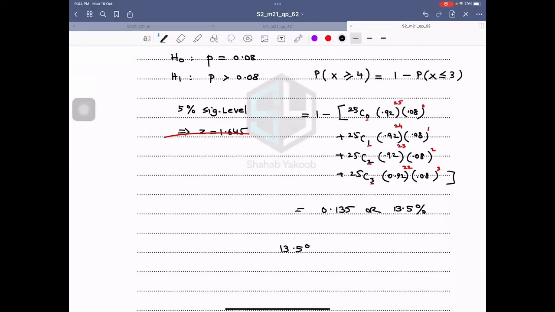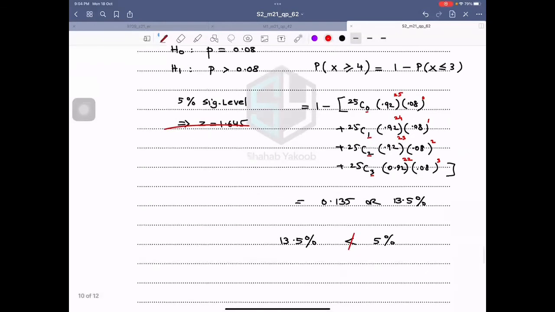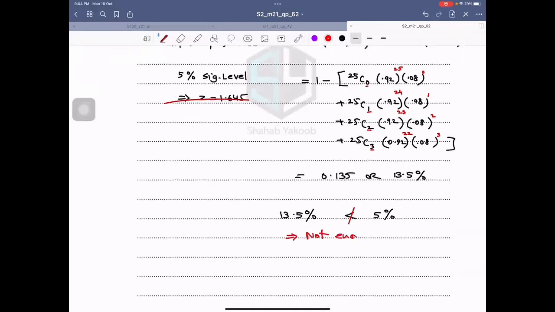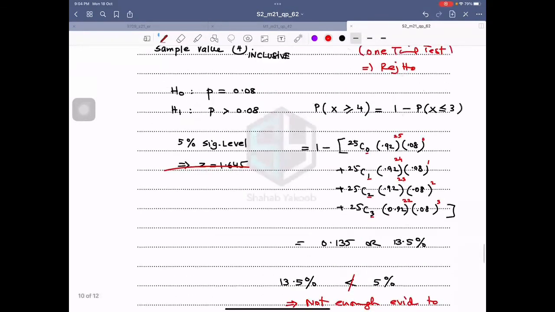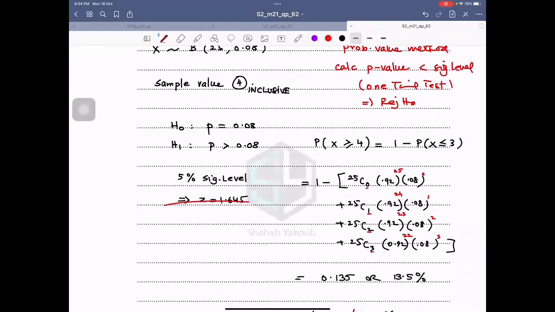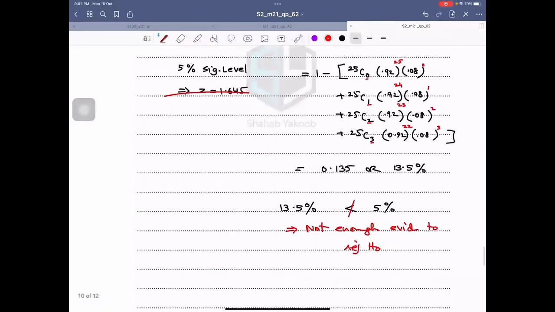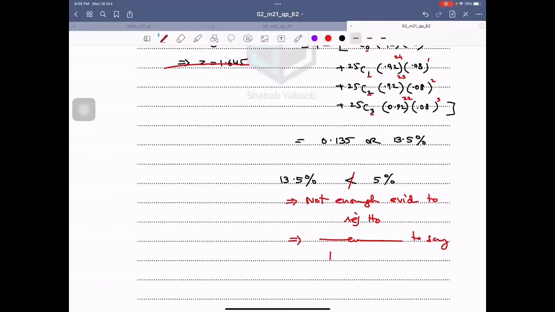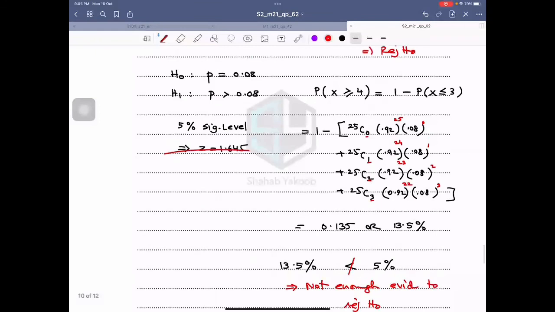Is 13.5% lesser than the 5% significance level? The answer is no. Therefore, there is not enough evidence to reject null hypothesis. There is not enough evidence to say that the percentage has increased. Okay? So that is the thing. And you will again say not enough evidence to say that percentage has increased due to advertisement. This thing is done. That is for 5 marks. Let's move on. The second part.